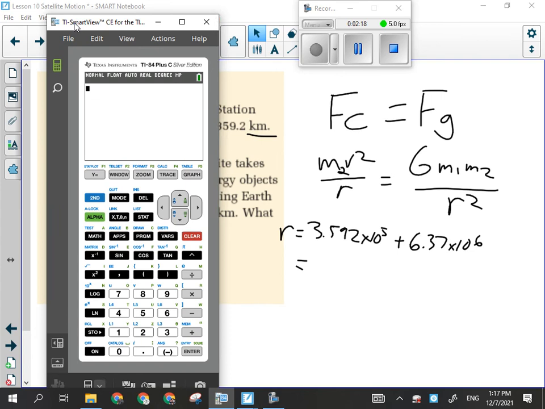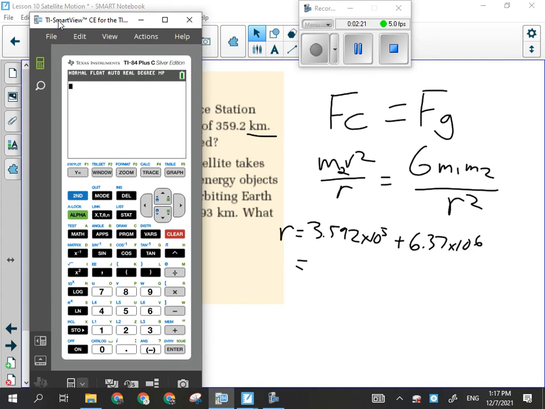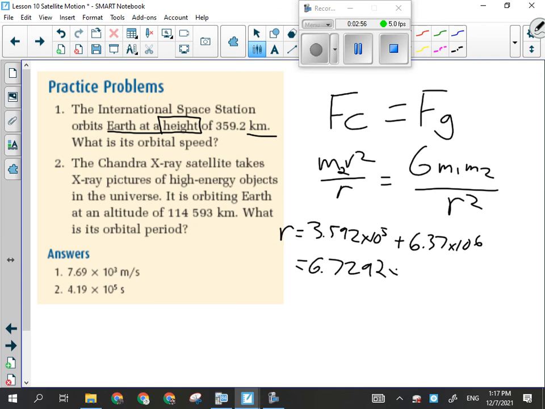Whoops, not times. Plus. Okay, so there's my actual orbital radius, 6.7292 times 10 to the 6. So now I've got my orbital radius.